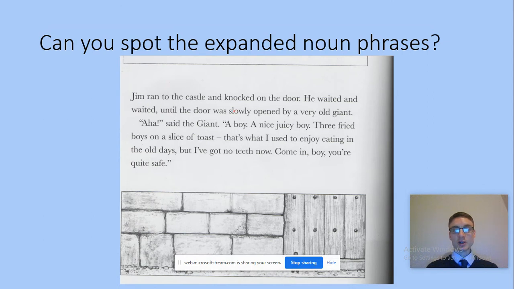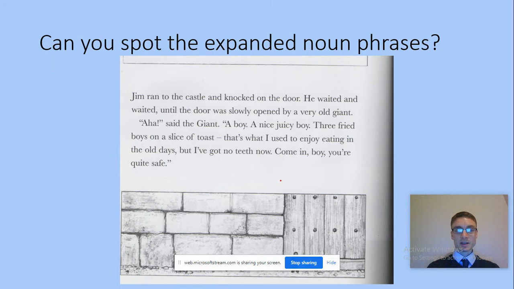Jim ran to the castle and knocked on the door. He waited and waited until the door was slowly opened by a very old giant. "Ah," said the giant, "a boy, a nice juicy boy. 3 fried boys on a slice of toast. That's what I used to enjoy eating in the old days, but I've got no teeth now. Come in, boy. You're quite safe."